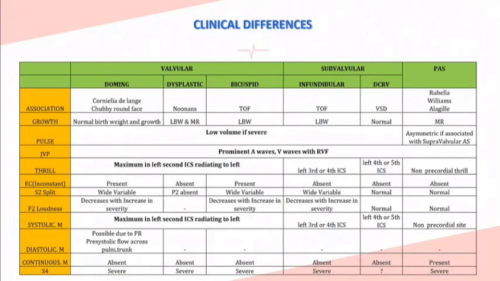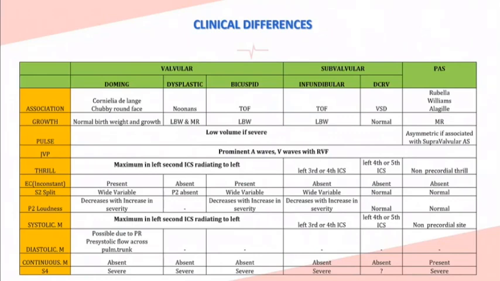So in valvular pulmonary stenosis, it is best heard in the left second intercostal space, and it always radiates to the left because the left pulmonary artery is in line with the main pulmonary artery. And in infundibular obstruction, the thrill is best felt in the left third and fourth intercostal spaces. In DCRV, it is felt lower down, that is in the fourth and fifth intercostal spaces. And in peripheral pulmonary artery stenosis, the thrill and murmur are best felt and heard in the non-precordial sites at the level of obstruction.